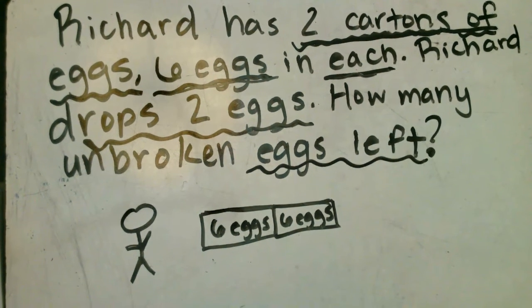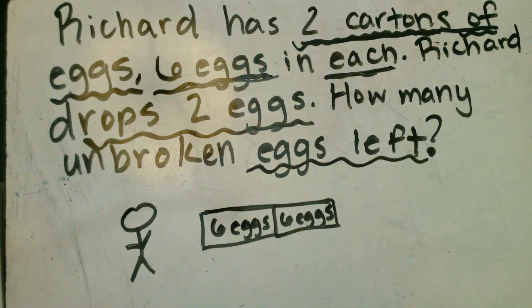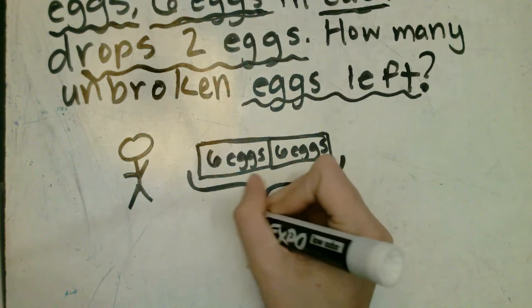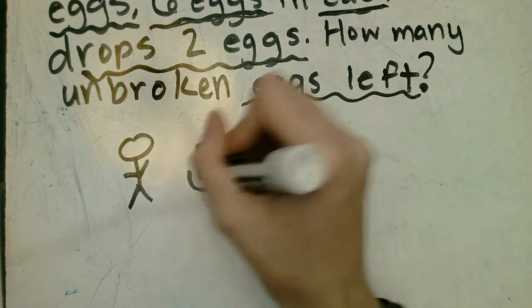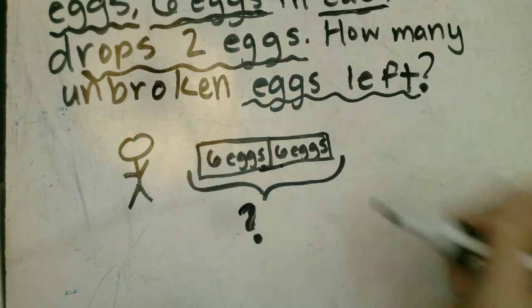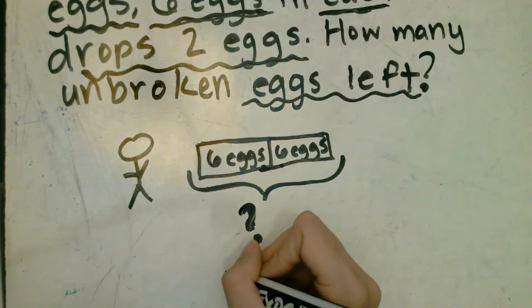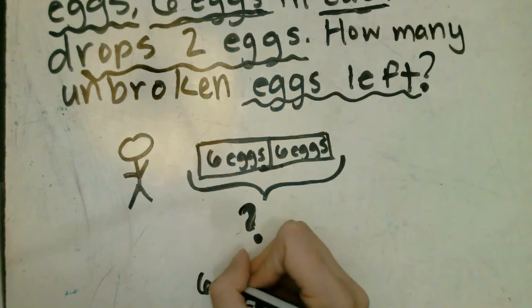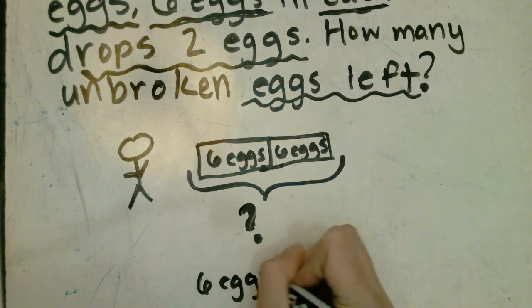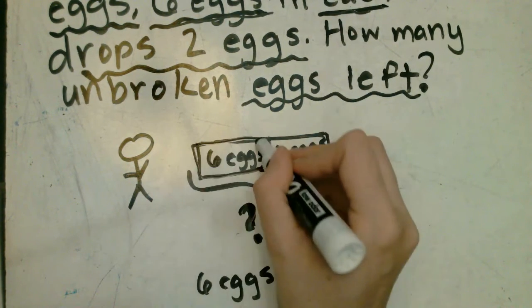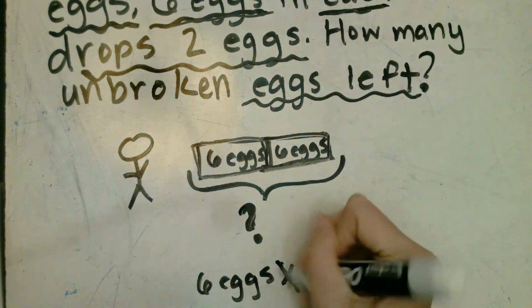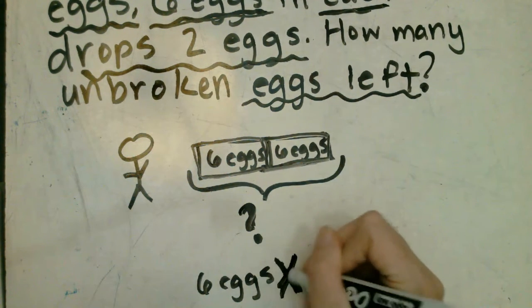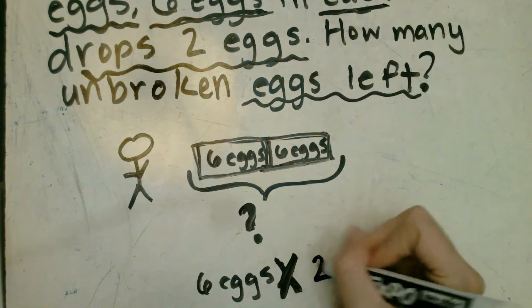To do that, let's first figure out how many eggs Richard has in total. We're trying to find what the total is, or the mystery number down here. We see that there is 6 eggs twice. So we can write 6 eggs. And we see that, count with me, 1, 2 times. He has 2 cartons. Let's multiply 6 eggs times 2.